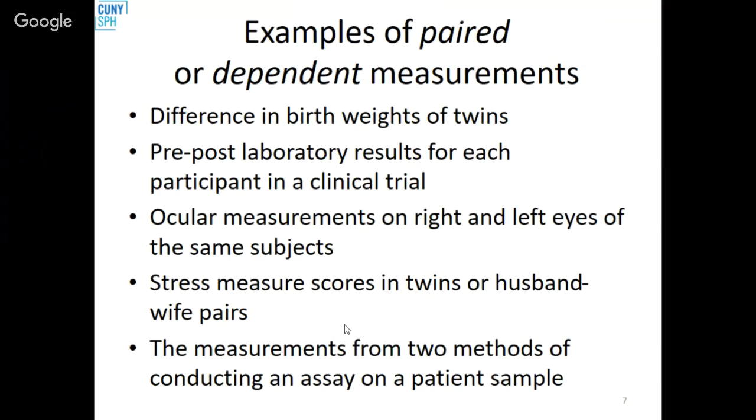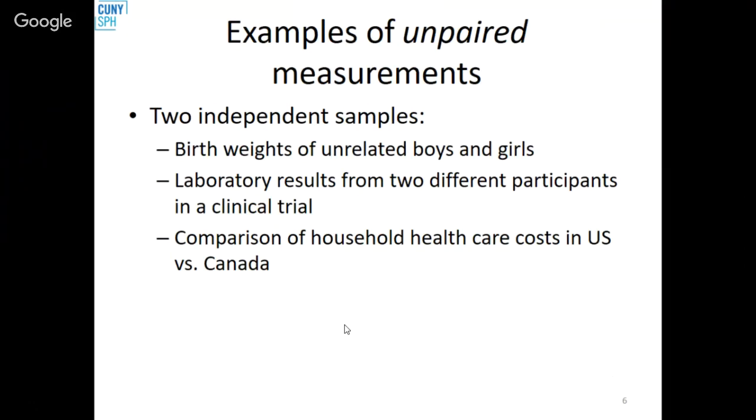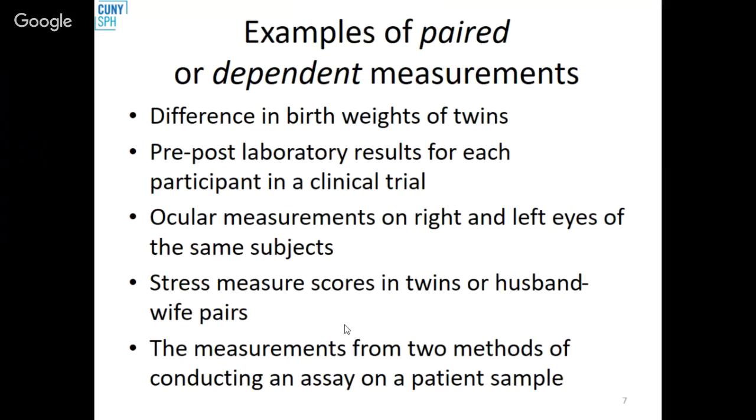What's the difference between the second one, this pre-post laboratory results for each participant in a clinical study, and the past slide, where there were laboratory results for 2 different participants in a clinical trial? The key thing was that these are different participants, so those are independent. And over there it's the same person, just the before and after. Okay, got it. The same person before and after.